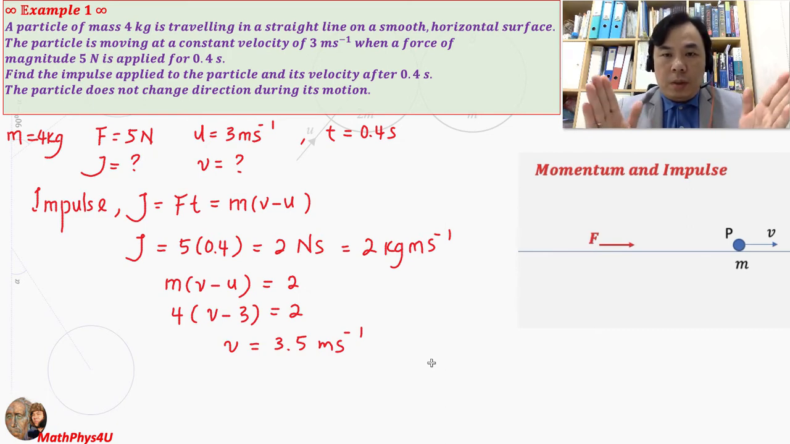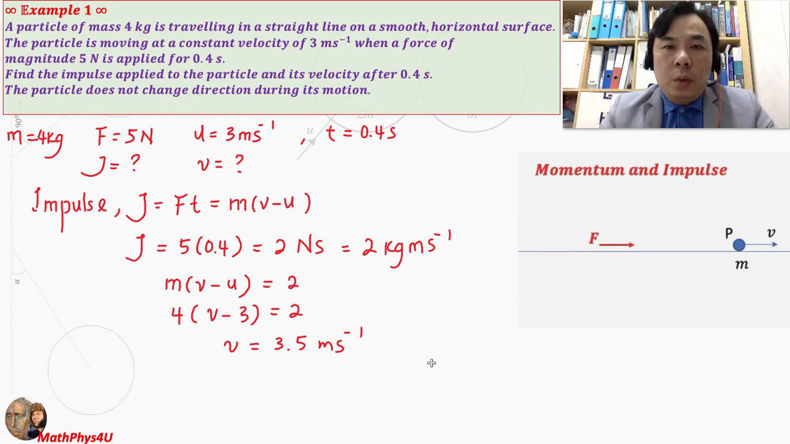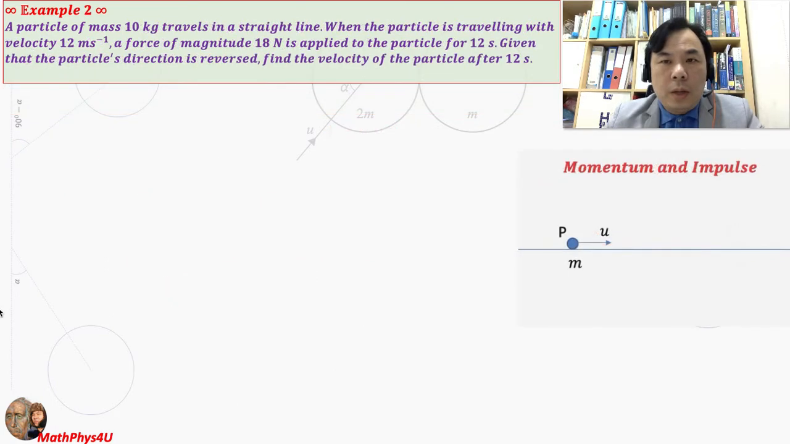Now I hope this example gives you a good recap of what you have learned so far. All right, let's look at our second example here. We have a particle of mass 10 kg traveling in a straight line again. When the particle is traveling with a velocity of 12 meter per second, an external force of magnitude 18 newtons is applied to the particle for 12 seconds. Given that the particle's direction is reversed, find the velocity of the particle after 12 seconds.